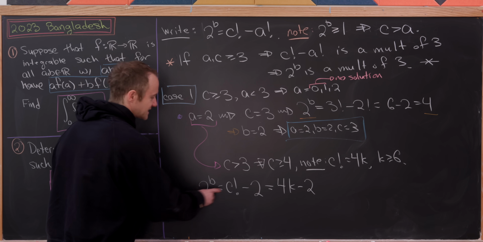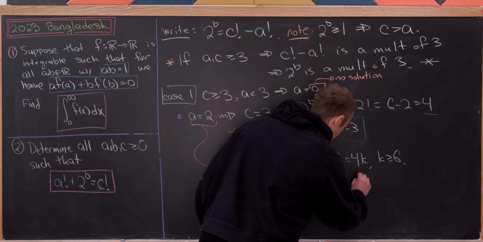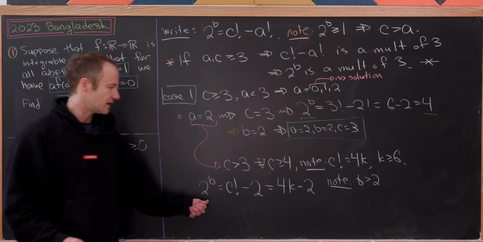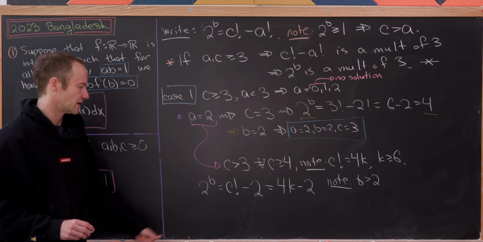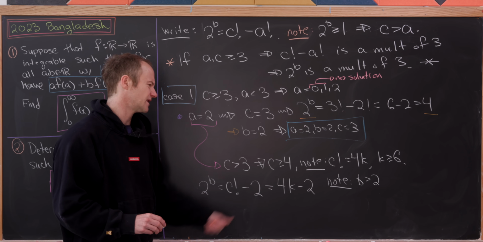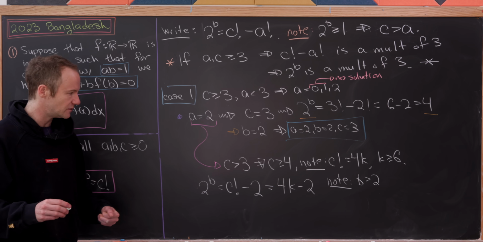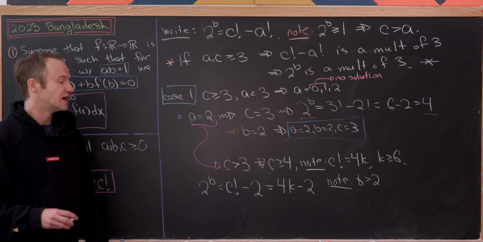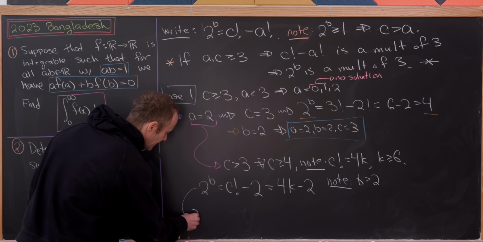But let's observe that we have B bigger than or equal to 2 here as well. And that's simply by the size of the right-hand side. So I'll note that here as well, that B is actually strictly bigger than 2. And again, that's because the right-hand side is actually pretty big here, given that C factorial is like 24 at least. 24 minus 2 is 22. So definitely B is bigger than 2 based off of just simple powers of 2.